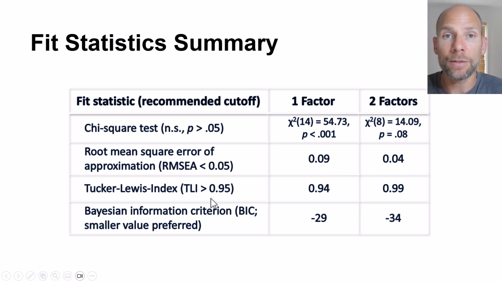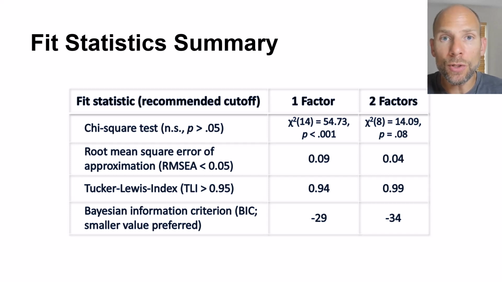The Tucker-Lewis index, which I picked here in this case, TLI, was 0.95 for a one-factor model and 0.99 for a two-factor model. So meaning also it was better in terms of the 0.95 threshold for two factors, and it was a little below that for a single factor model. And then finally, the Bayesian information criterion was smaller also for two factors with a value of -3.4 as opposed to -29 for a one-factor model. So all the fit statistics in this case would speak for a two-factor solution as opposed to a one-factor solution in the same way as parallel analysis indicated.